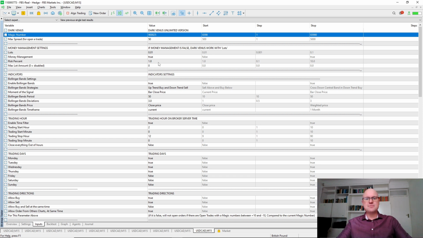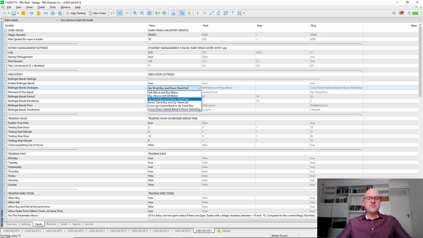Then next, when it comes to the entry of the indicator or the indicator used for entry, it's again the Bollinger Bands, but I've made a couple of adjustments which I recommend for you as well. Firstly, I'll be using strategy number 3, which is the uptrend buy and downtrend sell. On top of this, I've increased the Bollinger Band period to 50 and the deviation to 3.